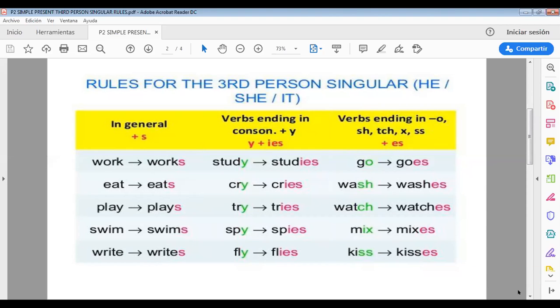Okay, so that's the rule. Whenever you have a verb, as I said, in general, you have to add an S for the third person singular, he, she, it. Whenever you have a Y, you change the Y for I and you add ES. But if the verb ends in O, SH, TCH, X, or double S, you just add ES.